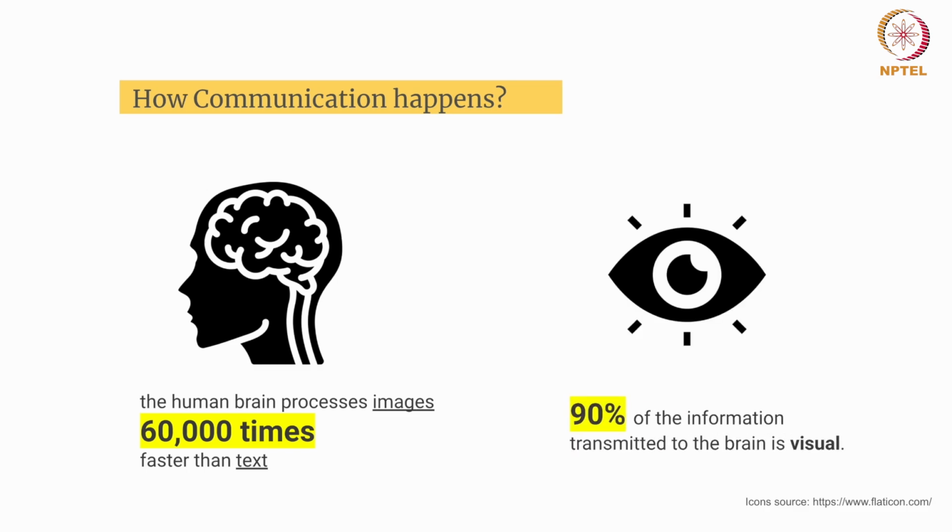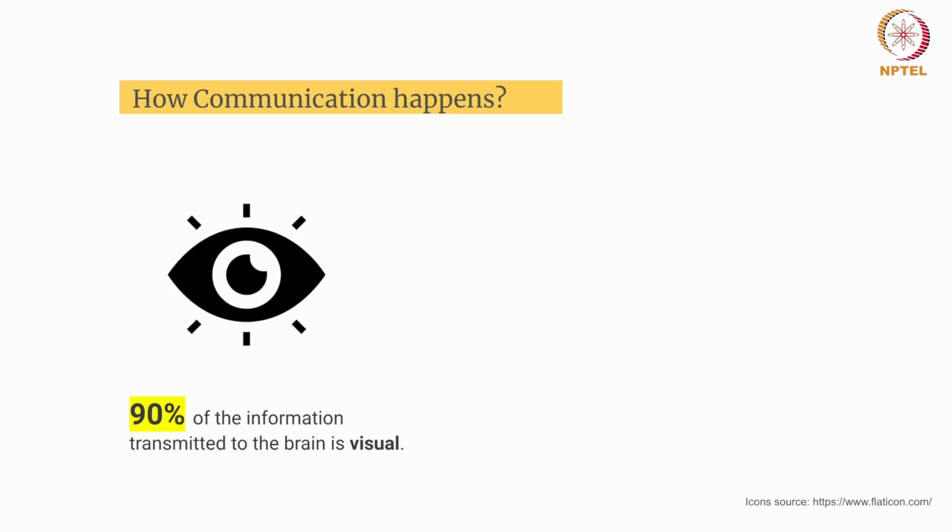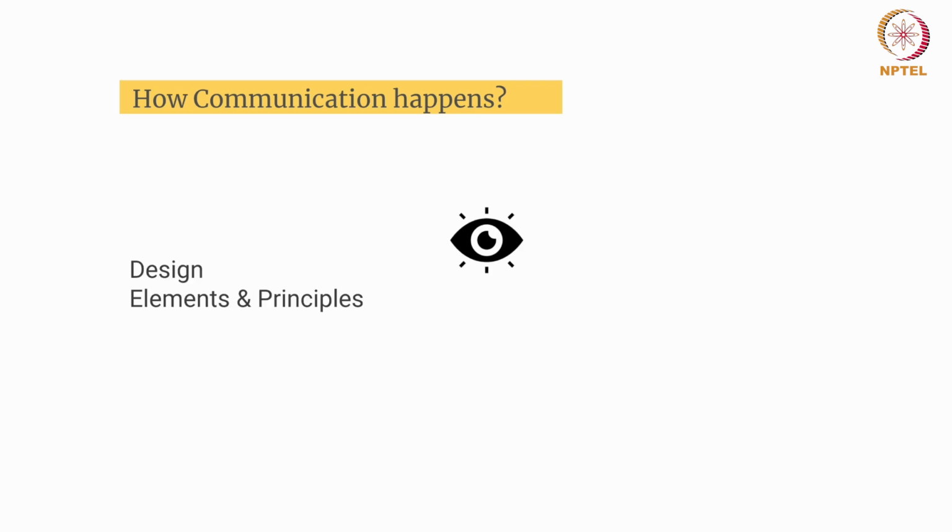Another point is 90% of the information transmitted to the brain is visual. As I said, we communicate through visuals more than text, right? And if 90% of the information is primarily visual, then the idea of elements and principles plays a major role in addressing such things as a design output. So if you can see in these slides, design elements and principles, if done correctly, can create good or effective communication.